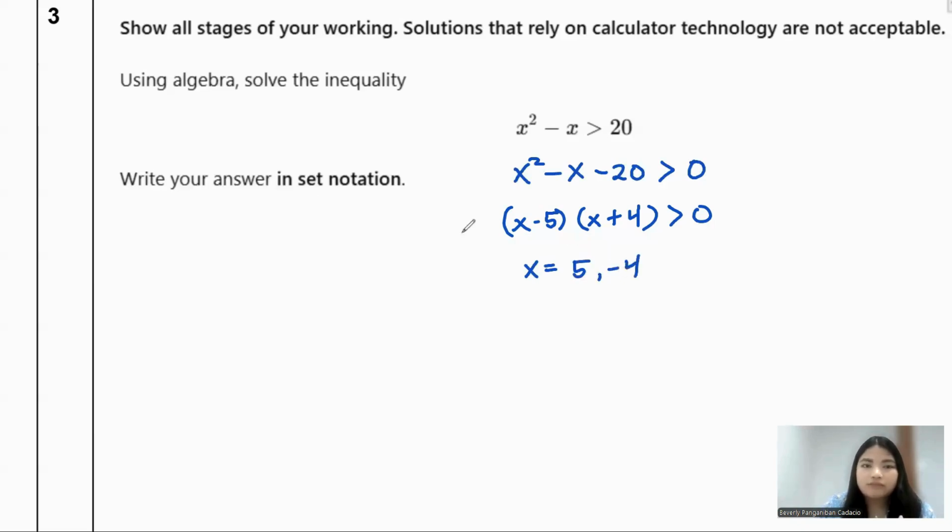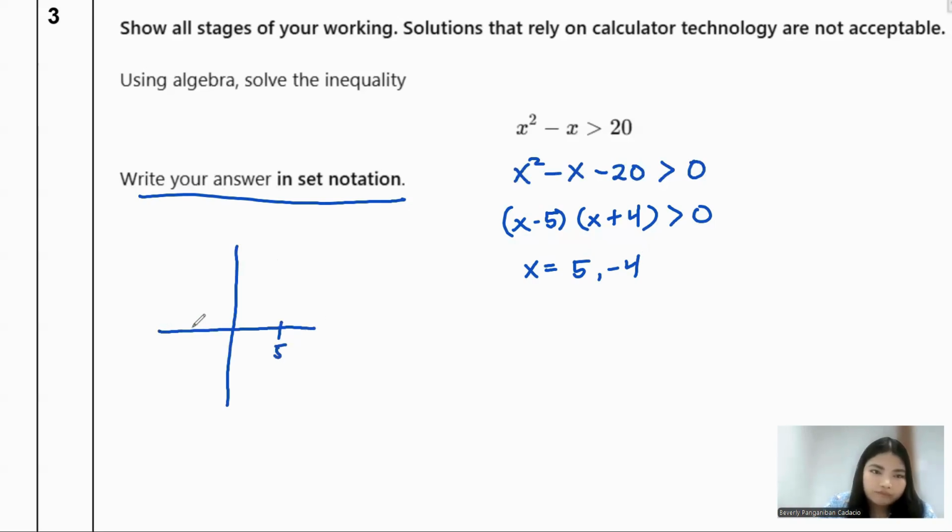This is not yet done because you need to answer in set notation. So what I'm going to do is try to draw so you can visualize things here. So my positive 5 is around here. My negative 4 is maybe around here. Take a look at this. This is a positive quadratic, which means that it is a smiling parabola, or opening upwards.